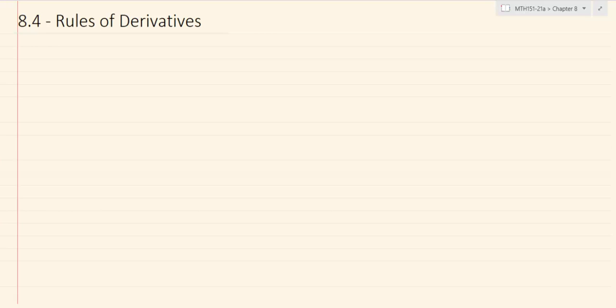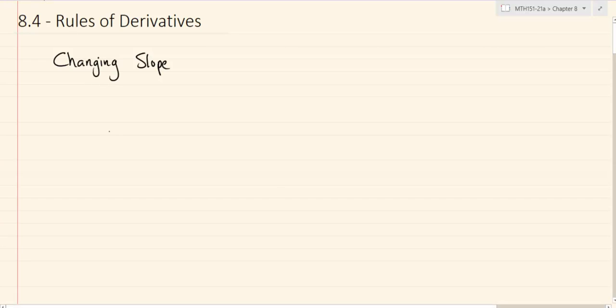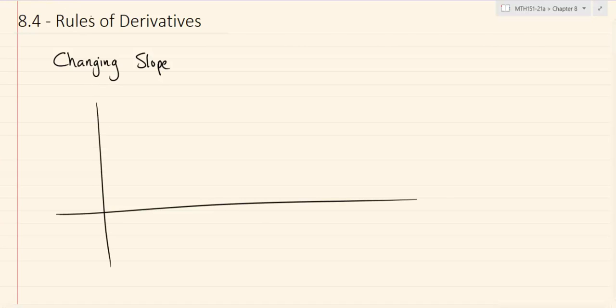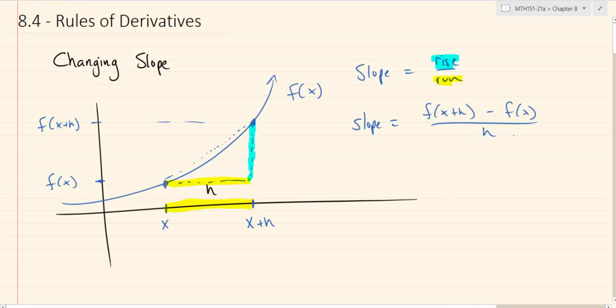This is 8.4, which is rules of derivatives, and we're going to take a look at 3 rules of derivatives. But before we do, let's review where this derivative idea comes from. We started with the idea of changing slope, and we had this model that looked something like this. And so that'll give us an approximation of the slope at the point x.